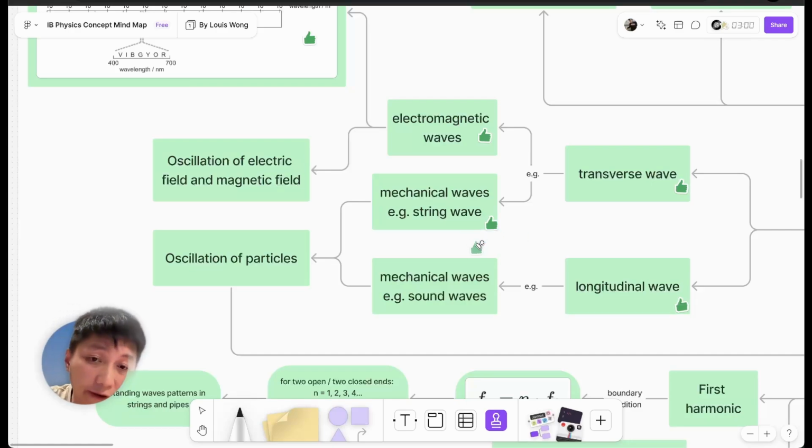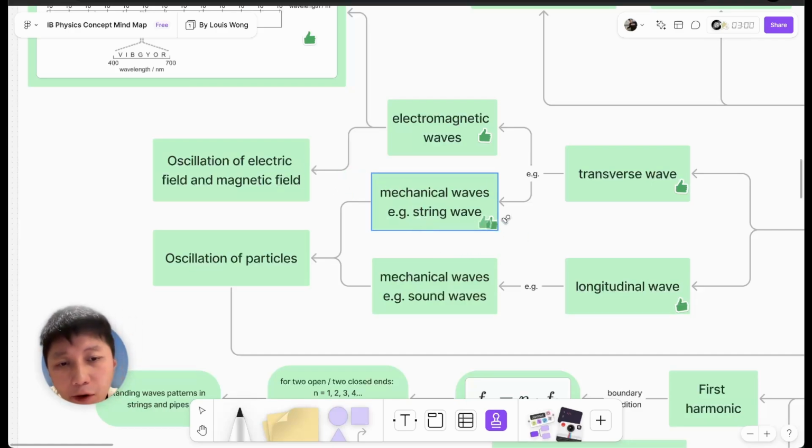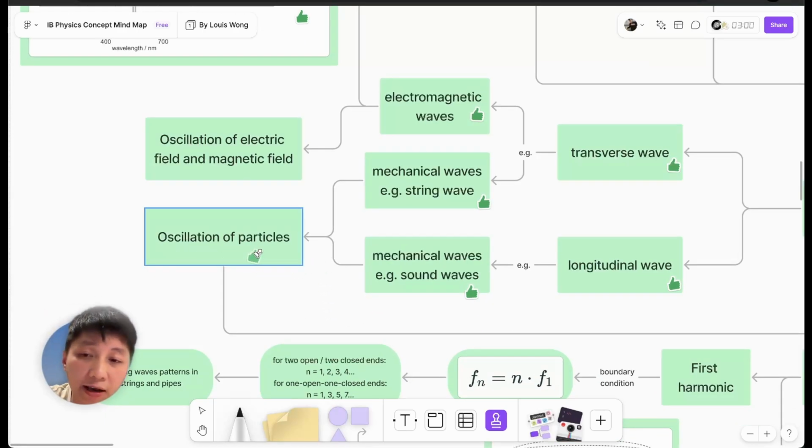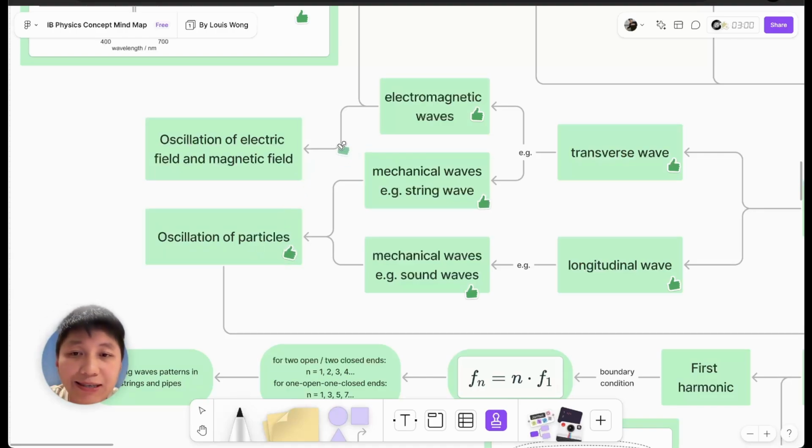That's a transverse wave. And then for longitudinal wave, in fact, if you use a slinky, you can also create either transverse or longitudinal. But to be more specific, it's probably easier to talk about sound wave, which is a longitudinal wave. Mechanical waves all rely on oscillation of particles, while EM wave relies on the oscillation of E and M, that's why electric and magnetic field.